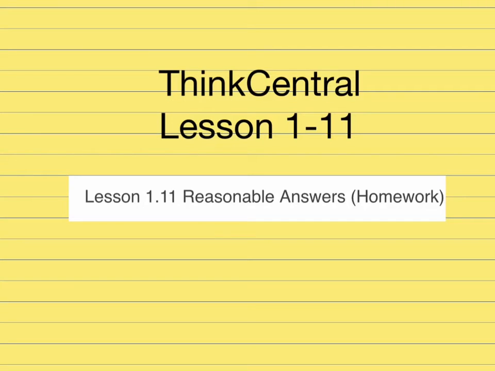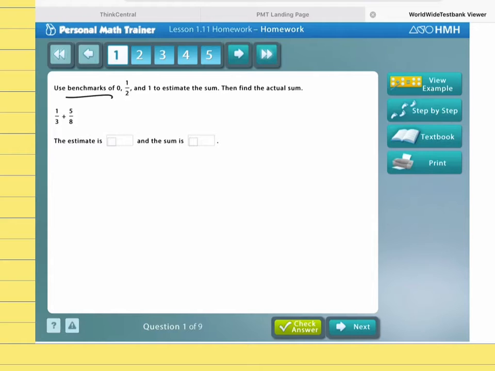Hey class, this is Think Central lesson 111. We're going to be working on reasonable answers, and another way to say that is estimation. The answer is reasonable if you've estimated an answer that's close to that answer. So question number 1 asks us to use a benchmark of 0, 1/2, or 1 to estimate the sum, then find the actual sum.